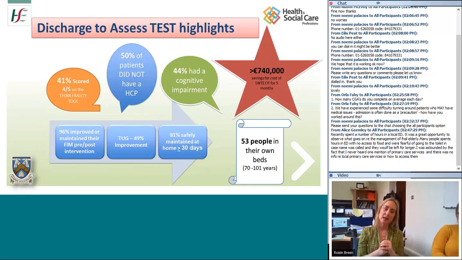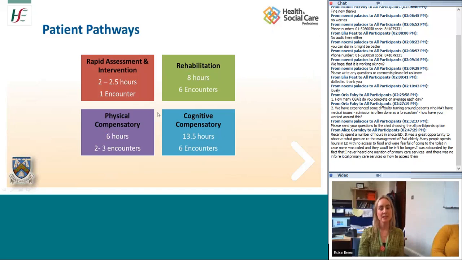So just looking at how we actually did it, there were 4 very distinct pathways that developed. Those 4 pathways can be broken down into the rapid assessment and intervention, rehabilitation, physical compensatory, and cognitive compensatory approaches. And we did that very simply by tracking what we did with each patient. We used a patient tracker. So a patient would come in, we had a tracker set up for them, and what our interventions were, as well as therapy times.